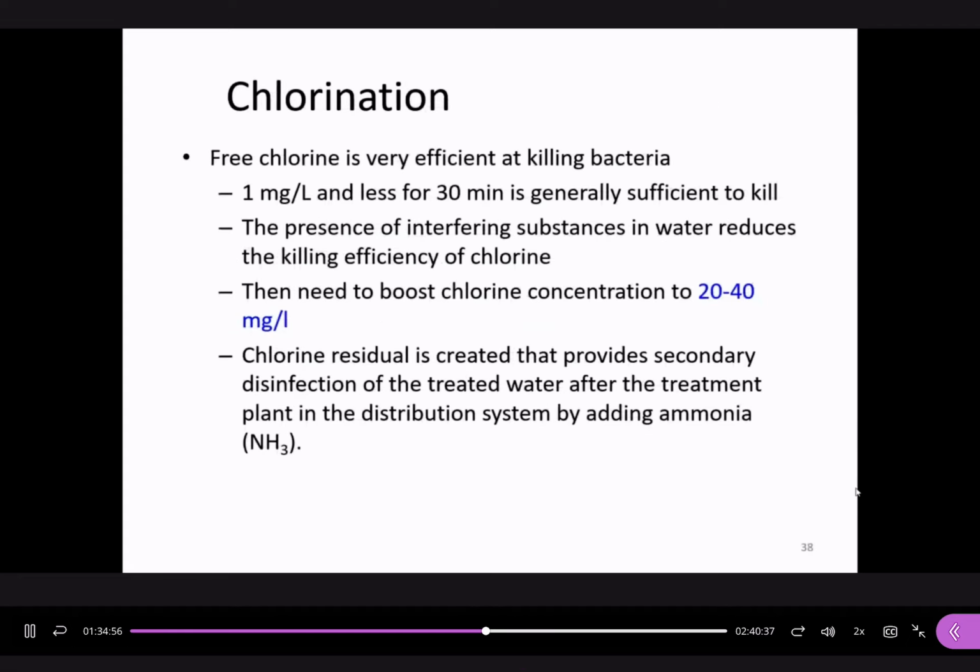Right. Chlorination. Free chlorine is very efficient at killing bacteria. 1 milligram per liter and less than 30 minutes is generally sufficient to kill. Right. Low concentration, very fast. The presence of interference substances in water reduces the killing efficiency, like NOM. Right. The need to boost chlorine concentration to 20 to 40 milligram per liter. So the interference is significant. Look at the increase, 20 to 40 milligram per liter. All right.